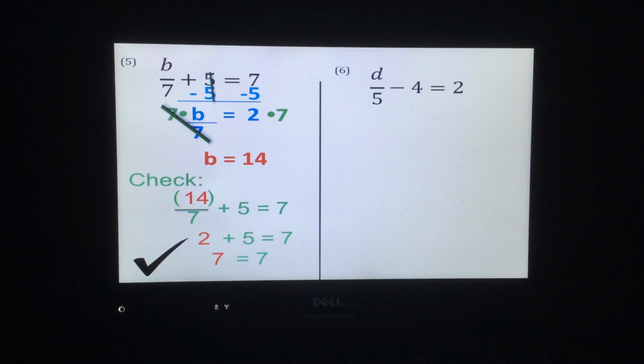Here's one for you to try on your own. We have d over 5 minus 4 equals 2. Go ahead and solve this problem and check it.